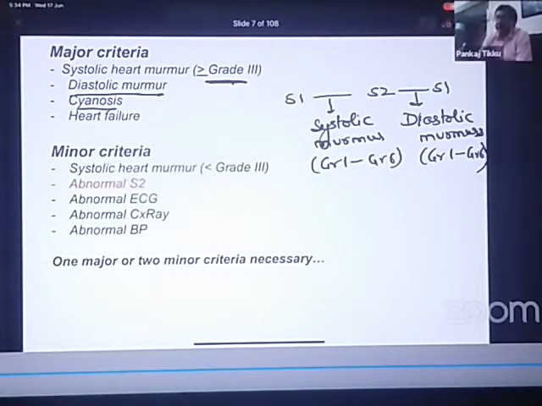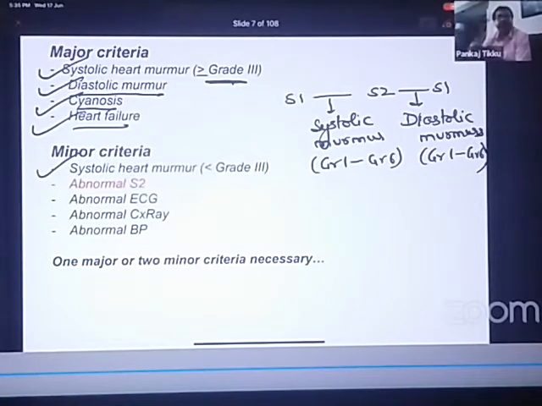Presence of cyanosis, presence of heart failure. So a systolic murmur which should be more than or equal to grade 3, so either grade 3, grade 4, grade 5, grade 6. Diastolic murmur of any grade, cyanosis or heart failure. Even if one of these major criteria is present, even one, then it can indicate the presence of a heart disease in a child. The minor criteria are basically 5.